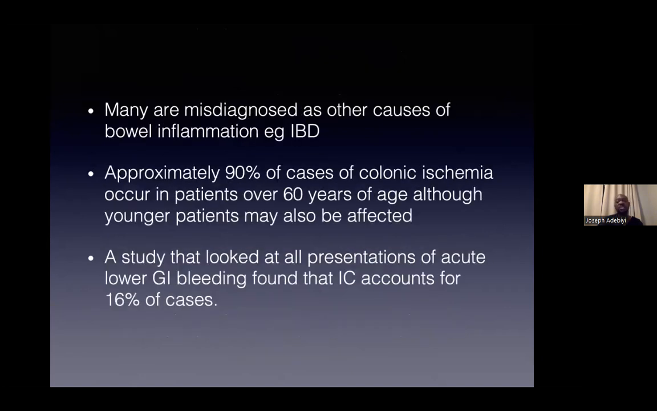But the numbers have actually been underestimated and sometimes misdiagnosed because most of the cases are transient, and some of the cases have been misdiagnosed as inflammatory bowel disease. More than 90% of the cases will occur in people above 60 years of age, because most of those patients are the ones who would have risk factors for ischemic diseases, cardiovascular diseases, and all that. But cases in younger people have also been reported.